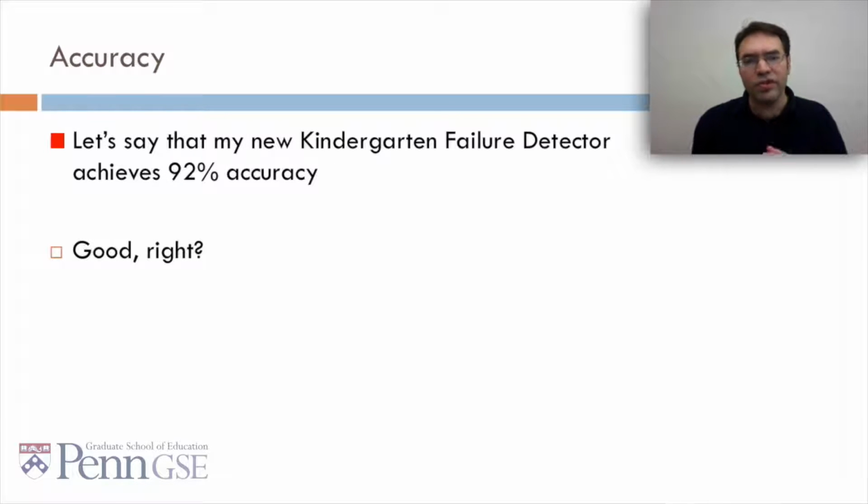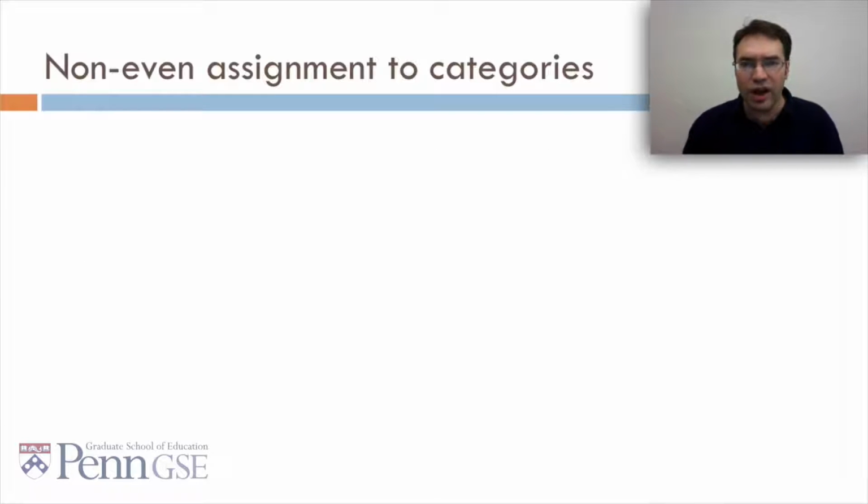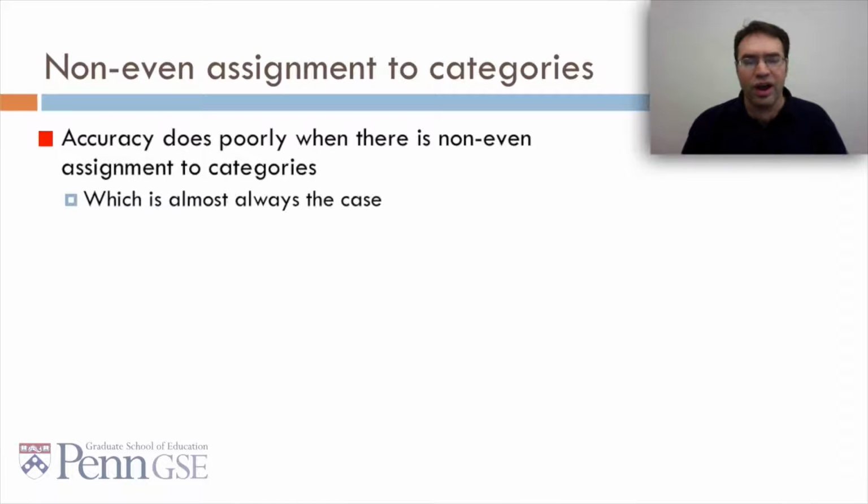Why is that? Well, let's say that my new kindergarten failure detector, the model that tells you whether this kid is going to fail kindergarten, achieves 92% accuracy. If we just look at that number, we declare victory because it looks really good, right? But in fact, if there's non-even assignment to categories, accuracy is going to do poorly. And there's almost always non-even assignment to categories, so accuracy usually isn't a very good metric.